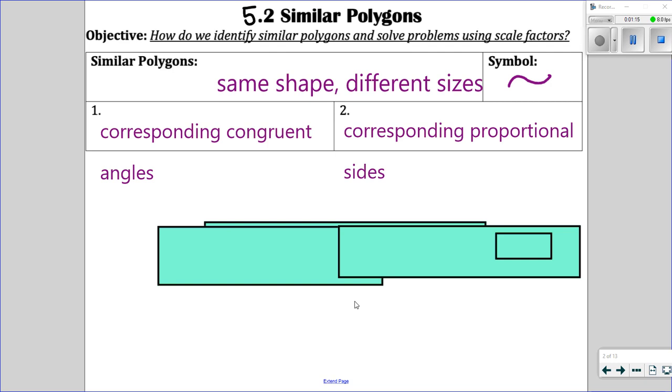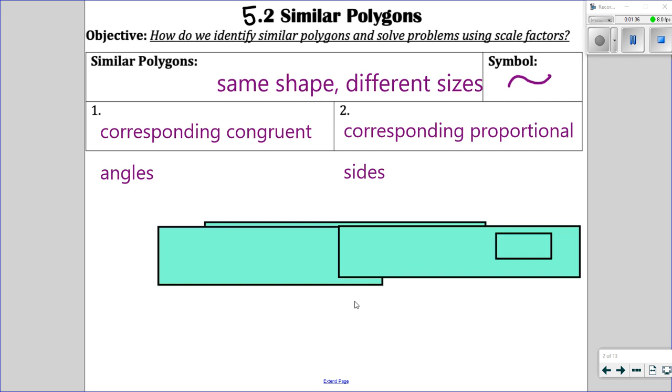Unlike the congruent triangle, where if all the sides are congruent and all the angles are congruent, the corresponding angles and corresponding sides are congruent, then both triangles are congruent. But this is different because the only thing that's congruent is the angles, and the sides are proportional.